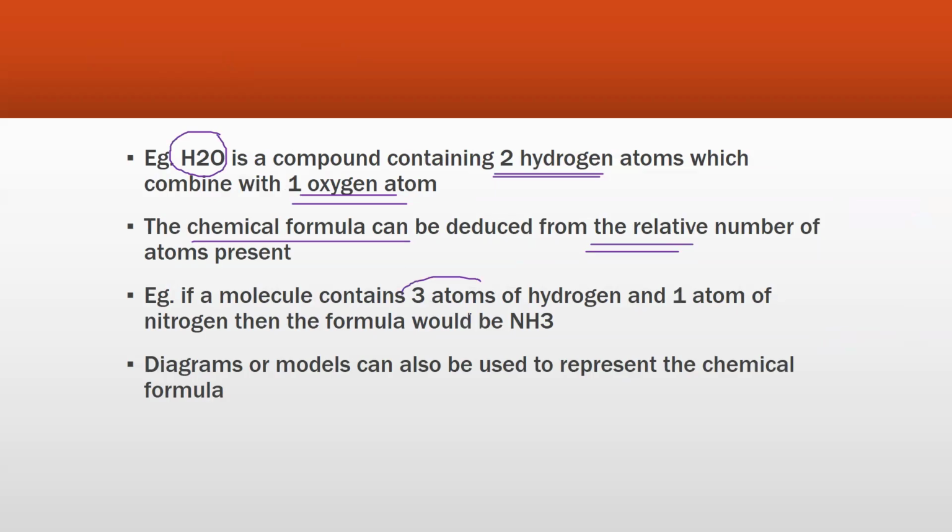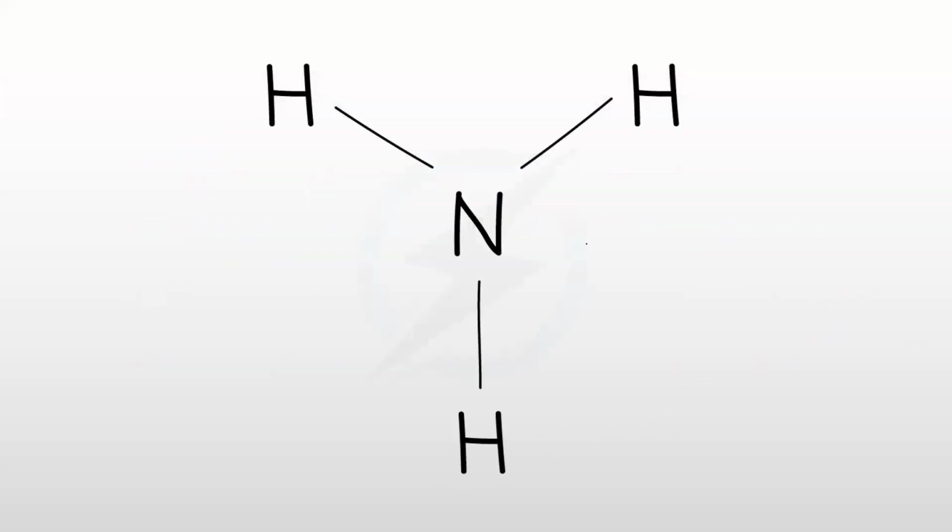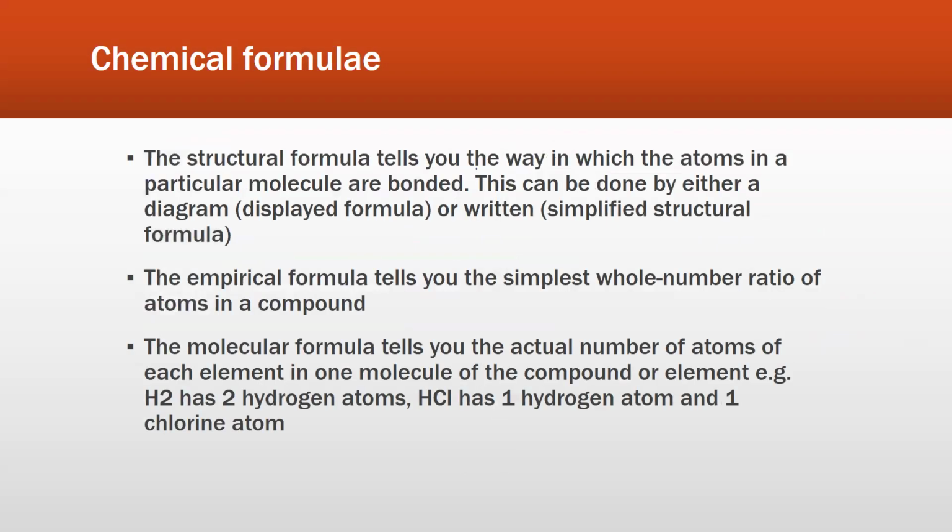If a molecule contains three atoms of hydrogen, one atom of nitrogen, उसको हम क्या कहेंगे? NH3. For example, CH4 methane में क्या है? We have four atoms of hydrogen, one atom of carbon. इसको हम chemical formula कहते हैं. One atom of nitrogen and three atoms of hydrogen. Now, the structural formula tells you the way in which the atoms in a particular molecule are bonded, and this can be done by either a diagram, displayed formula, or a written simplified structural formula as well.